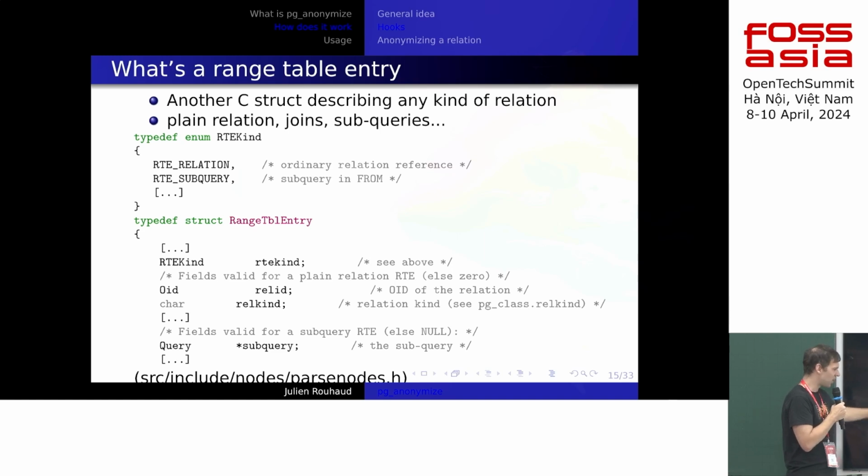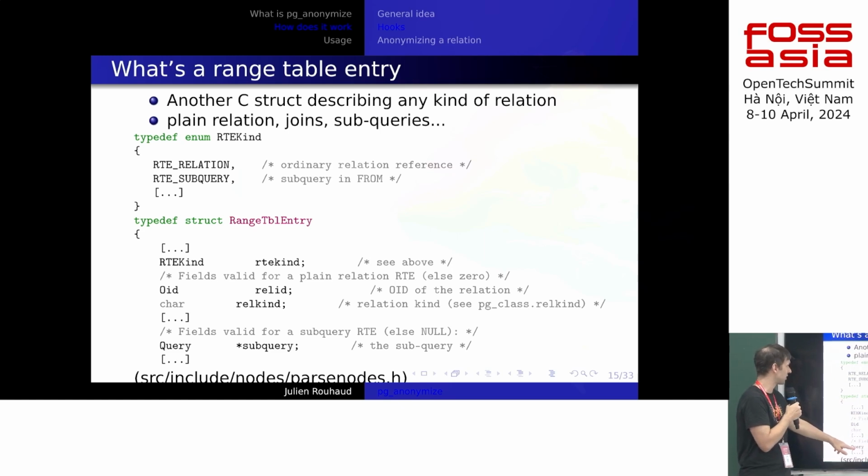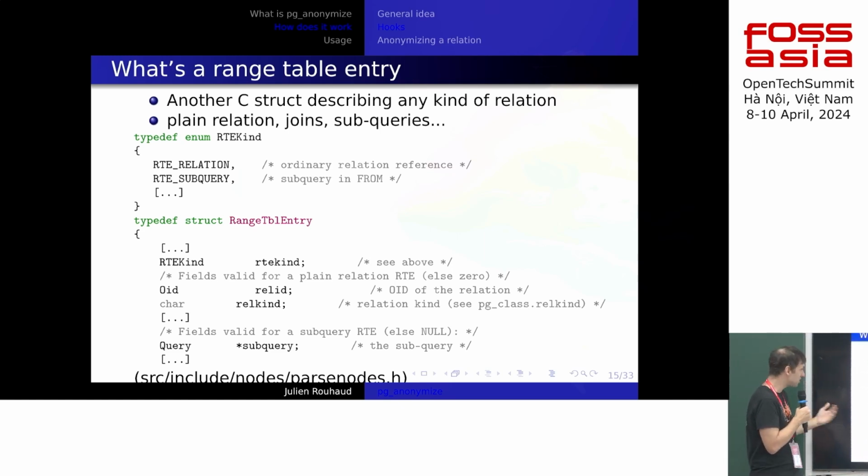There are a lot of fields in this structure, and the fields that are used are different for each RTE kind. But you can see that for a subquery, we have a subquery field, and it's also a query. So a query can contain another query, which for a subquery is the query that you will actually be using.